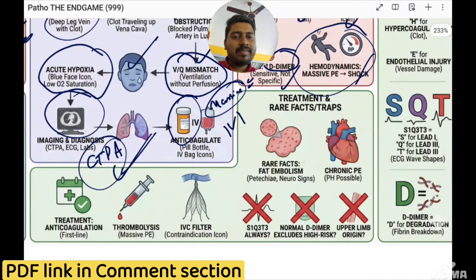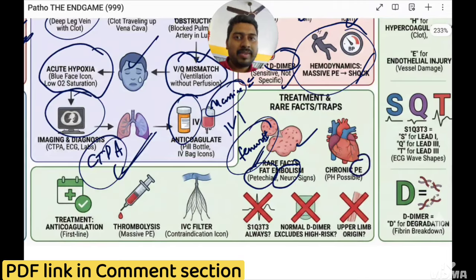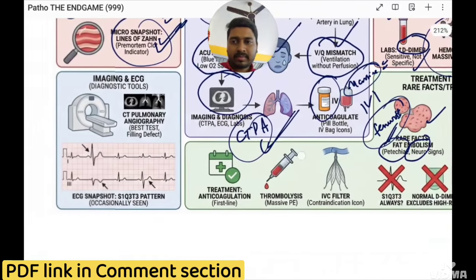So what are some rare facts? If there is fat embolism, then we'll see petechia. Okay, petechia. And fat embolism occurs predominantly in MCQ. It is secondary to femur fracture. Okay, long bone, big bone fracture. We'll see fat embolism. There will be neurological signs also. Okay, chronic pulmonary embolism, if it is there, like small thrombi are forming over a long amount of time, then it causes pulmonary hypertension. Okay, pulmonary hypertension.